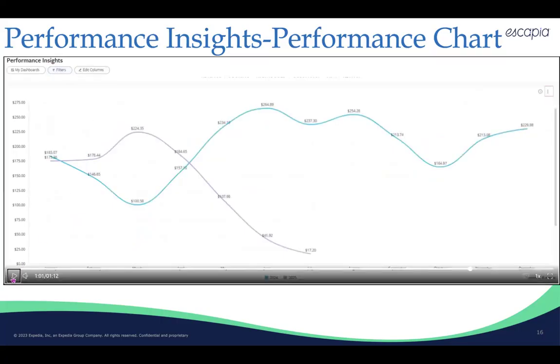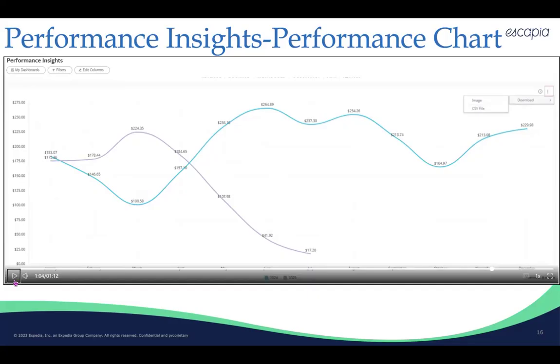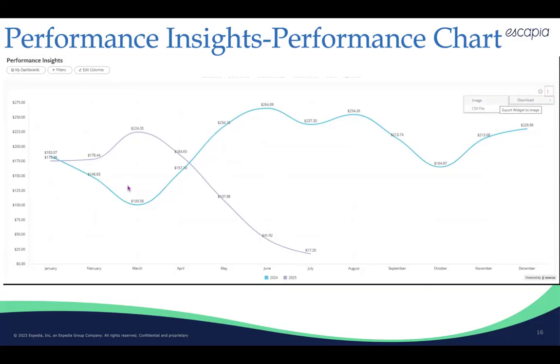Now let's say I would like to share this information. Let's say I'm having a meeting and we want to talk about how did we do in 2024 and how are we doing in 2025 so far. This is very easily downloadable by clicking on the 3 vertical dots right above the performance chart, clicking on download. And then here you have the option of image, which is going to give you just that, the chart, and then also a CSV file, which is going to give you the chart in a CSV.